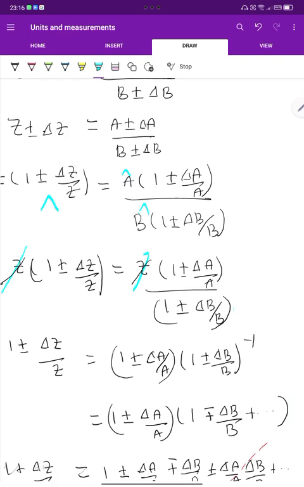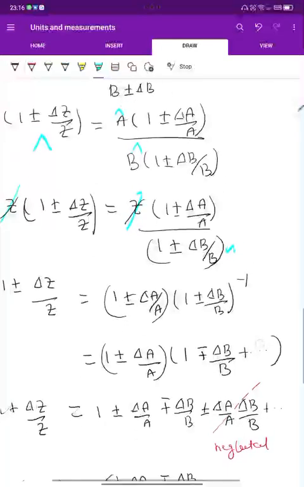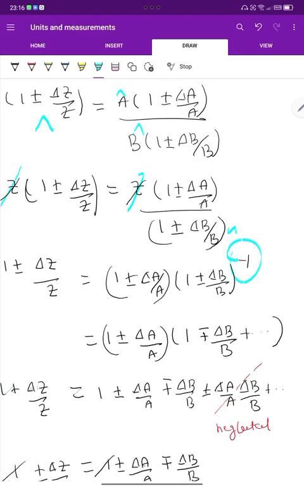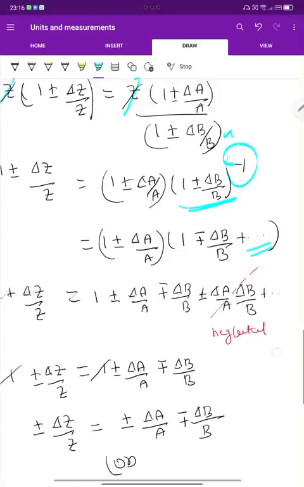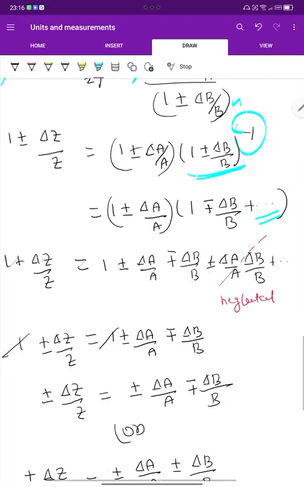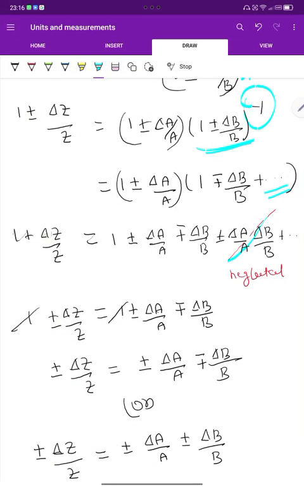Here I am bringing the denominator quantity to the numerator and raising it to the power minus 1, and from the binomial expansion I can expand this second term the following way: 1 minus or plus delta B by B, and omit the higher order terms, as they will be smaller in quantity. So when we open the bracket, we'll get four such terms. Among these four terms, the product of delta A and delta B will be lesser in size than A and B itself. We can omit that, and we'll get three quantities: 1, plus or minus delta A by A, and plus or minus delta B by B.